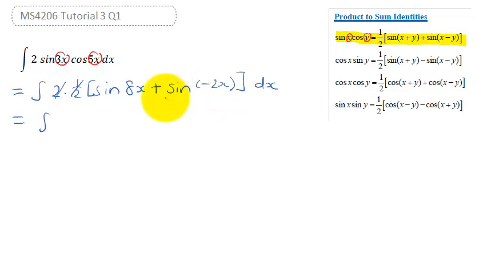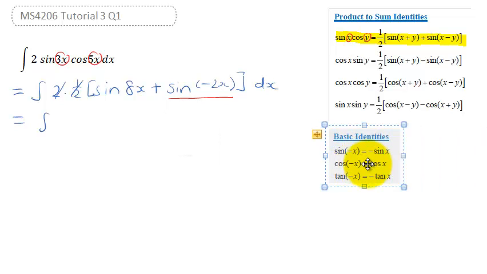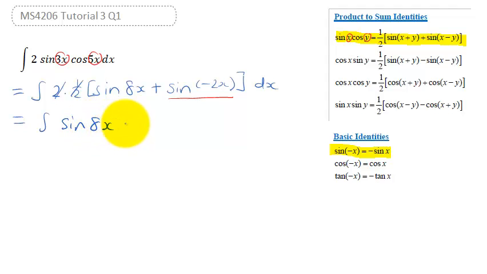Now what are we going to do with sine of negative 2x? Let me bring in some basic identities. As you can see, sine of negative x gives you negative sine x. So if I simplify my expression, I have sine 8x, and sine of negative 2x, which we will bring out to be negative sine 2x.